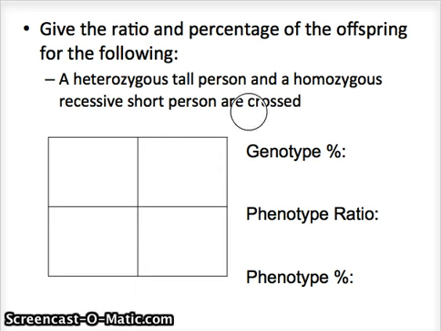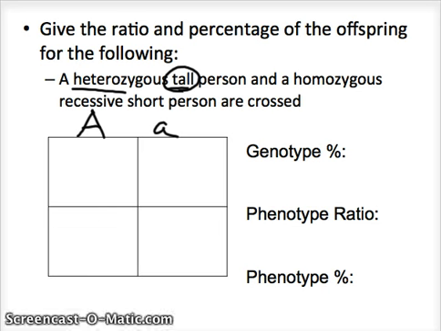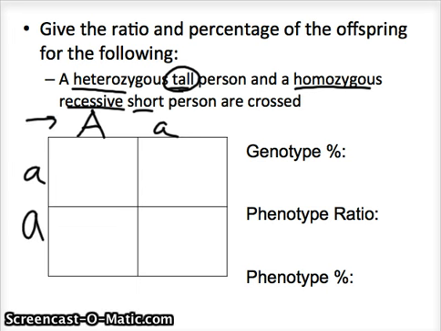Alright, so this first one we have tall and short. Tall and short doesn't really work this way, but we'll use it anyway. So a heterozygous tall person means tall is dominant. So we're going to use capital A, lowercase a. Homozygous recessive then is our short person, so little a, little a. You put one parent across the top, one parent down the side, and then you just fill in the boxes.